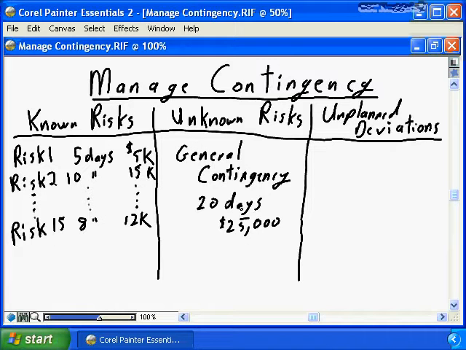Let's deal with managing the contingency 1 column at a time. So first we have the known risks. Risk number 1 has a contingency of 5 days and $5,000. It's critical as a project manager that you reserve those 5 days, that $5,000, specifically related to that risk event.